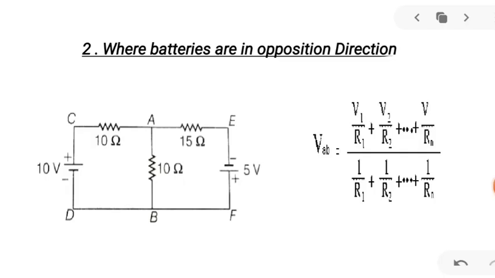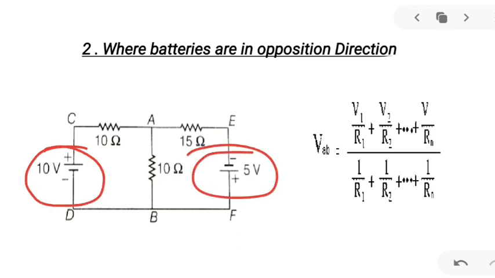And now the second model. In the second model, same, he'll ask the current through the resistor, let R2, that is 10 ohm. He'll ask the current which is passing through 10 ohm, but here the twist is that both the batteries are facing opposite direction. That means there's just a small trick.